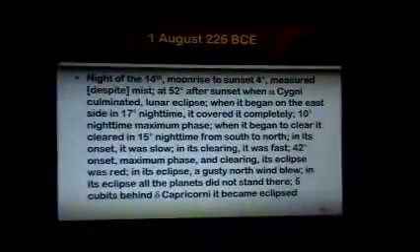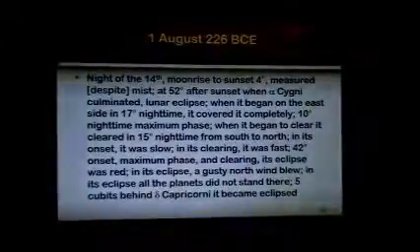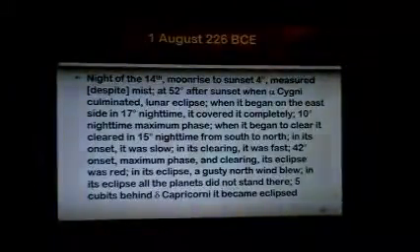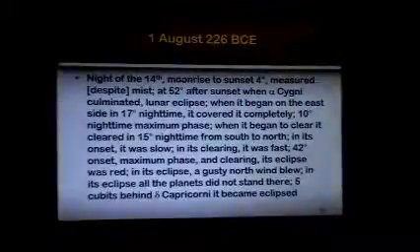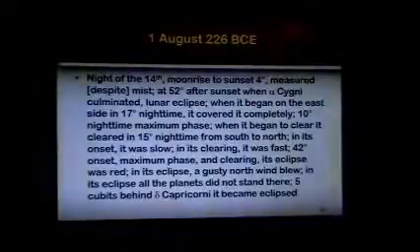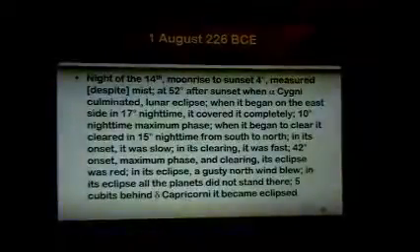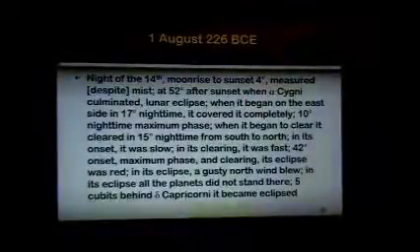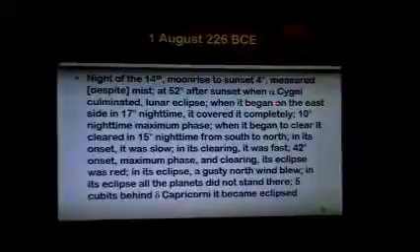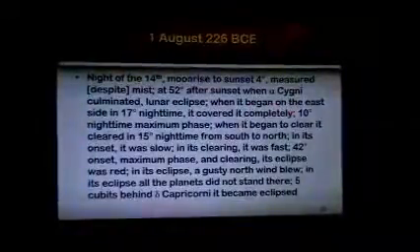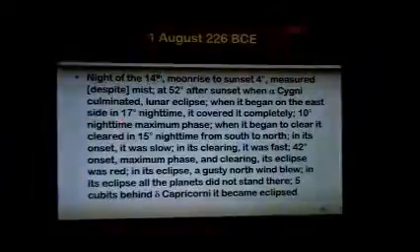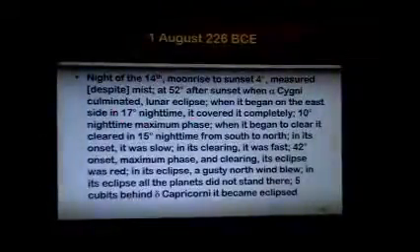Here's a particular observation. This is a lunar eclipse. It's got quite a bit of detail. This is a time unit, 52 degrees. Each degree is 4 minutes, so that's 208 minutes after sunset. Alpha Cygni had culminated in a lunar eclipse. It began on the east side of the moon, in 17 degrees, that's the time, covered completely.